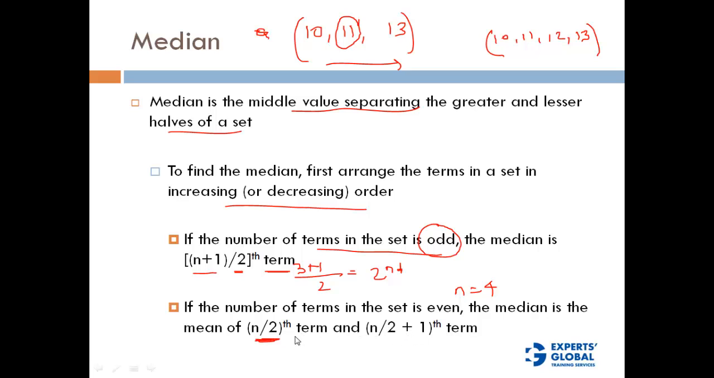The median is going to be the mean of the n by 2th and n by 2 plus 1th terms. So what is n? n is equal to 4. So n by 2 is 2, that means the second, and n by 2 plus 1 is the third. So it's going to be the mean of the second and third items. The second and third items are these. So the mean of that is going to be 11.5.